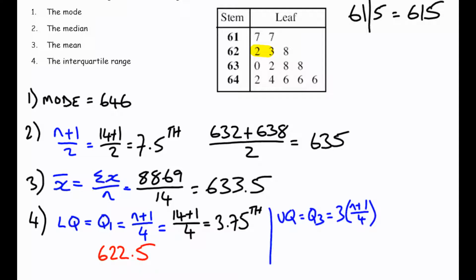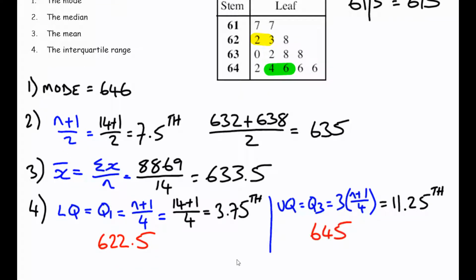Similar thing for the upper quartile. It's 3 times n plus 1 divided by 4. I already know what n plus 1 divided by 4 is. Let me just multiply that by 3. And that tells me I'm looking for the 11.25th piece of data. So let me quickly just grab those. Where are they? 11.25th. And we're looking at these two values here. Okay, so the mean or the middle of 644 and 646 is going to be 645. Okay, great. So we've got our upper quartile and we've got our lower quartile.